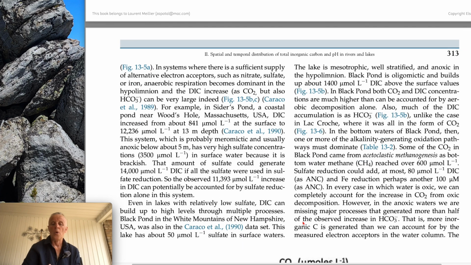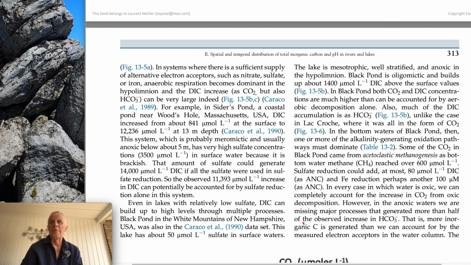In systems where there is sufficient supply of alternative electron acceptors such as nitrate, sulfate, or iron, anaerobic respiration becomes dominant in the hypolimnion, and the DIC increase, as CO2 but also as bicarbonate, can be very large indeed. For example, in Siders Pond, a coastal pond near Woods Hole, Massachusetts, DIC increased from about 841 micromoles per liter at the surface to 12,236 micromoles per liter at 13 meters depth.